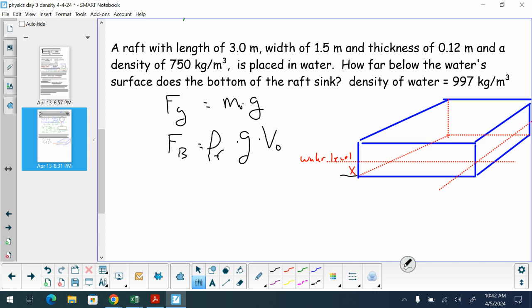So this raft, here's your water level. This portion of the raft is what is submerged, and that is the volume of the object that you have to deal with. Once again, the buoyant force uses the volume of the object that is submerged. So whatever is underneath the water gives you the buoyant force going upwards.